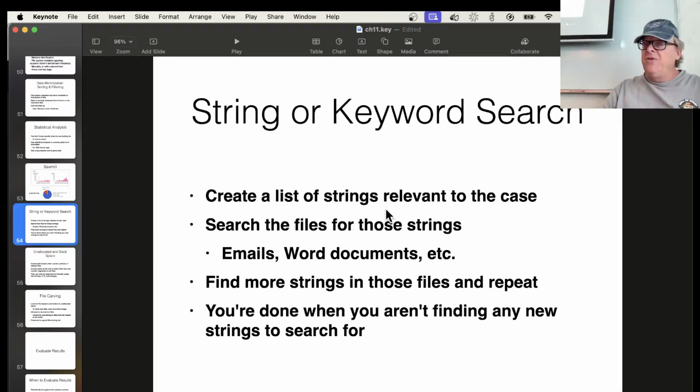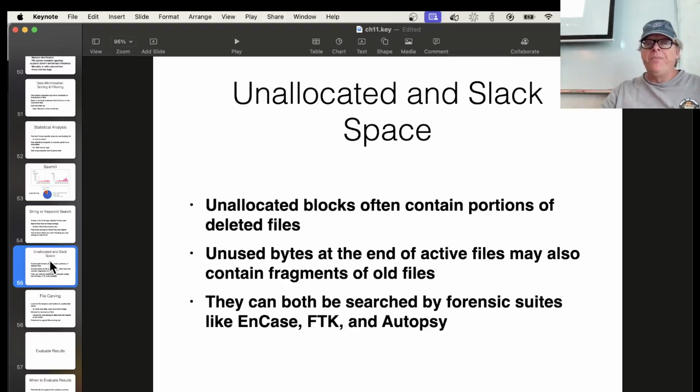So you search for those strings, search everything you can for those strings, read those things, find more important strings, and search and repeat until you're not finding anything new, and then you're done. Then you've done all you can do. This is the standard process to solve a case with data like a hard disk image.